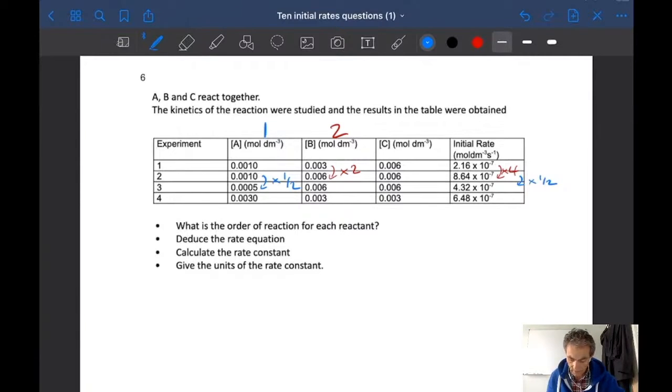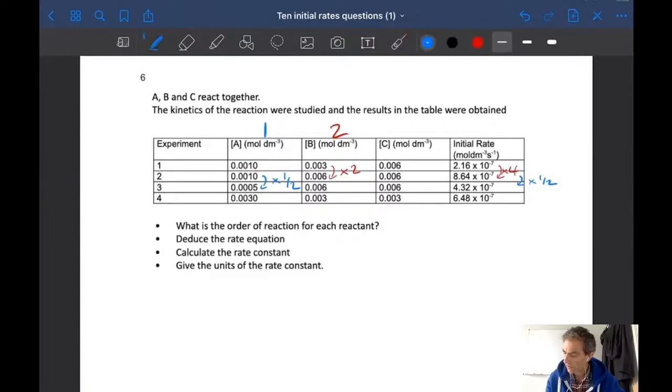And this is where it starts getting tricky, because the problem is we can't keep A and B constant to get C on its own. So we've got to actually vary one of the ones that we know. So what I've done is I've gone for experiments 1 and 4. The reason I've chosen that one is because B is staying at 0.003. So you find an experiment where one of them is kept constant at least. So 1 and 4 we're going to use.